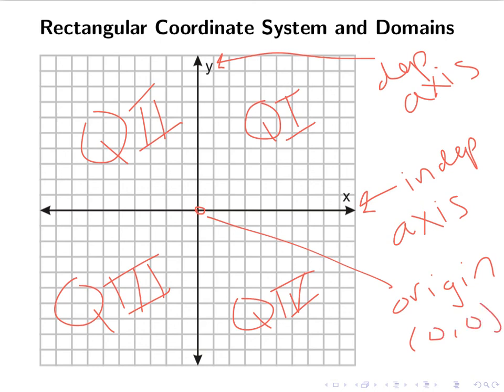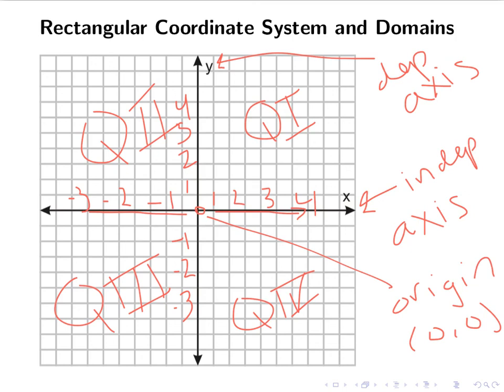So we talked about ordered pairs also earlier. Remember, it's the x value and then the y value, the independent and then the dependent. So where they intersect, the origin is considered 0, 0. And then as we move to the right in the x direction, our numbers get larger. 1, 2, 3, 4. And as we move to the left, they get more and more negative. -1, -2, -3. The y-axis, as we go up, we get larger values in the positive direction. And as we go down, we get larger values in the negative direction.